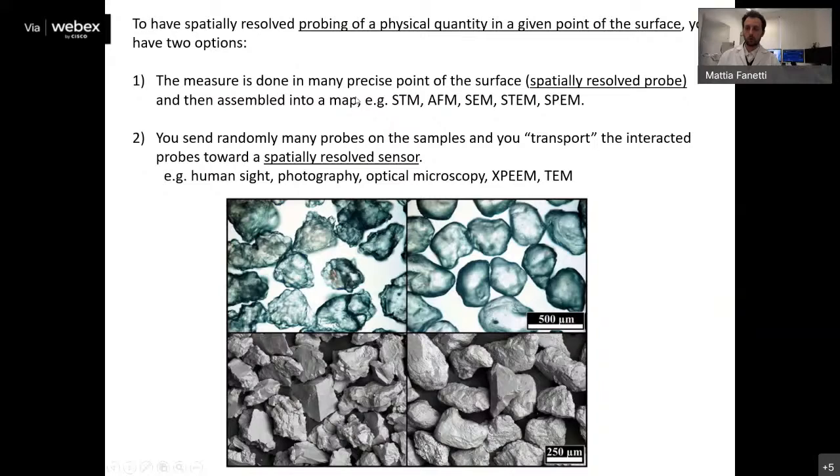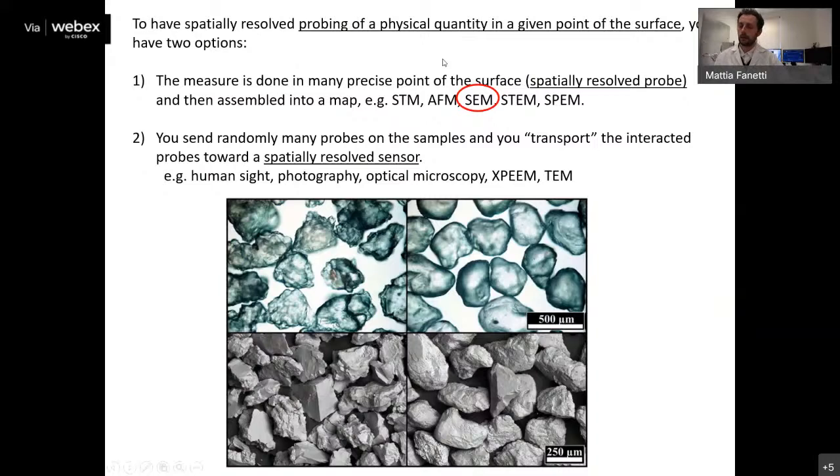The first approach is the so-called spatially resolved probe approach. In this first approach, the measurement of the physical quantity that I want to plot, to map, is done in series in many precise points of the surface, so one point after the other. And then, after I collect all the points, I can assemble the map.